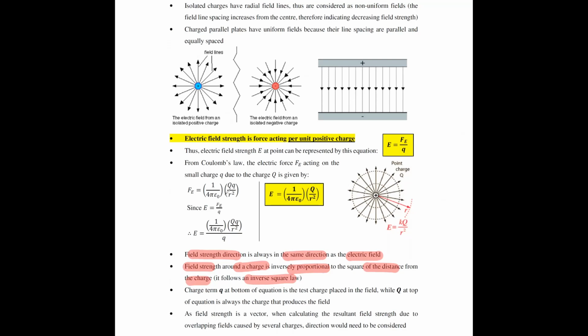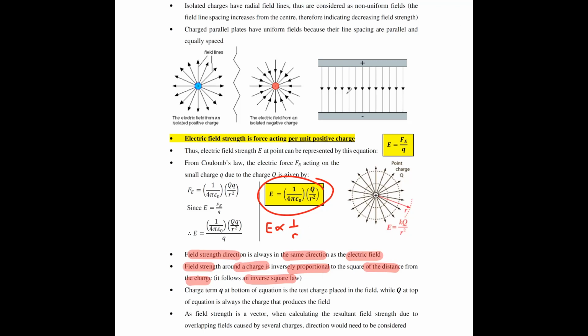What this means is something like this. If you look at this original equation here, if everything else remains constant, E is actually inversely proportional to r squared. It's inversely proportional to the separation squared. This is what we call the inverse square law.